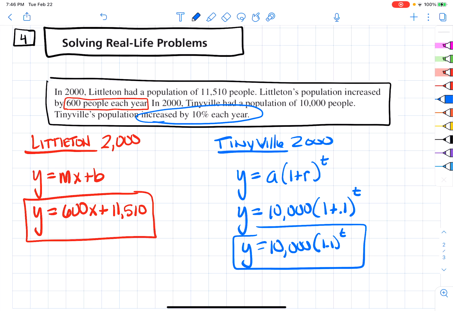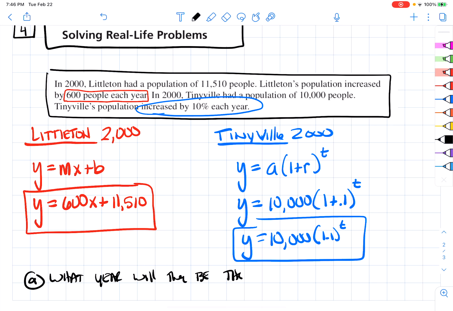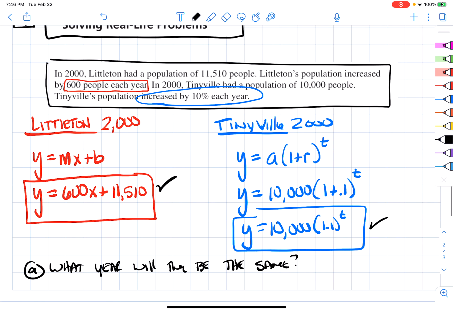So these are my two functions that I'm working with, okay? And it doesn't say it in here, but the thing that it wants us to figure out is, I didn't write it down here, in what year will they be the same? So in this particular case, we've identified a linear function, we've identified an exponential function. We want to know when they are equal, when they are set equal to each other.